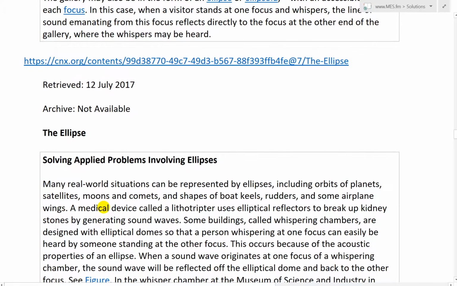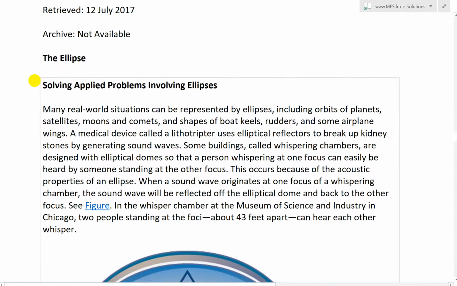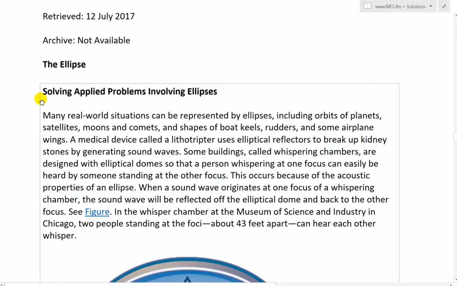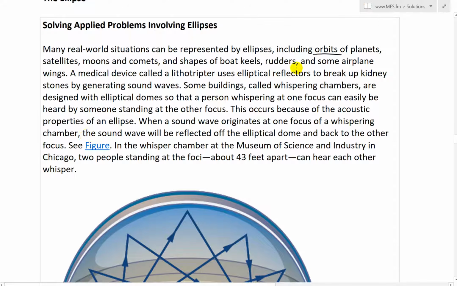It's pretty cool. So here's another website, cnx.org. It has a pretty good illustration of this ellipsoid. Shapes: solving applied problems involving ellipses. Many real-world situations can be represented by ellipses, including orbits of planets, satellites, moons, and comets, and the shapes of boat keels. I'm not 100% sure what that is. Rudders and some airplane wings. A medical device called a lithotripter uses elliptical reflectors to break up kidney stones by generating sound waves.